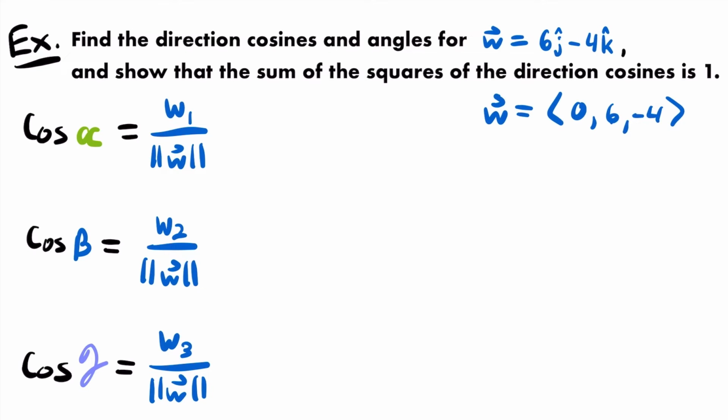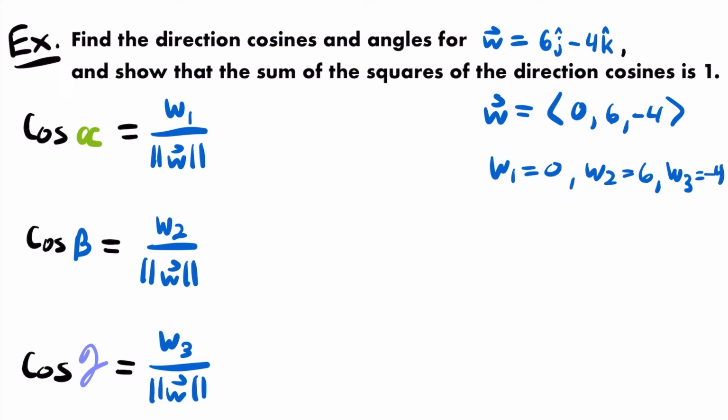And I should clarify that this doesn't explicitly solve for the angle, it solves for cosine of each of those angles, which then you can use the inverse cosine function to solve for the angles. So let's find everything that we need here. We need to know what w1, w2, and w3 are, which isn't too hard, right? It's just the x, y, and z components, which we know are 0, 6, and -4. But I'll write them down anyway. w1 is equal to 0, w2 is equal to 6, and w3 is equal to -4.